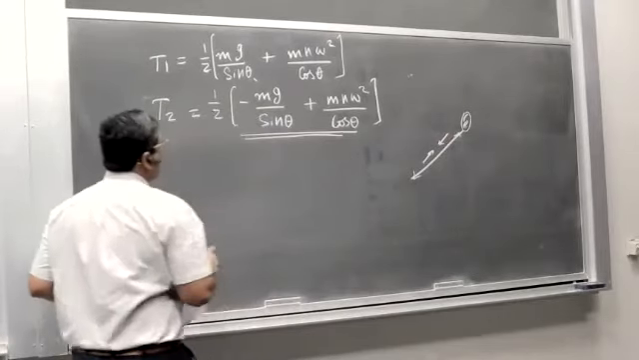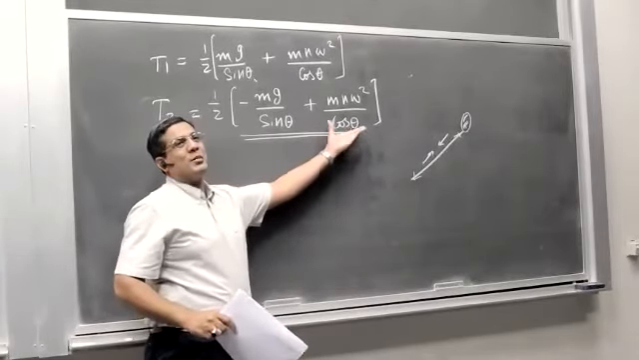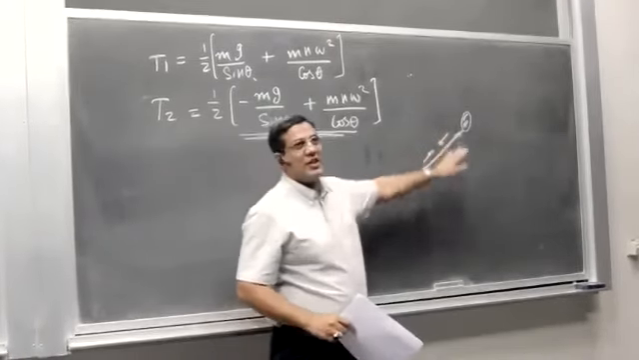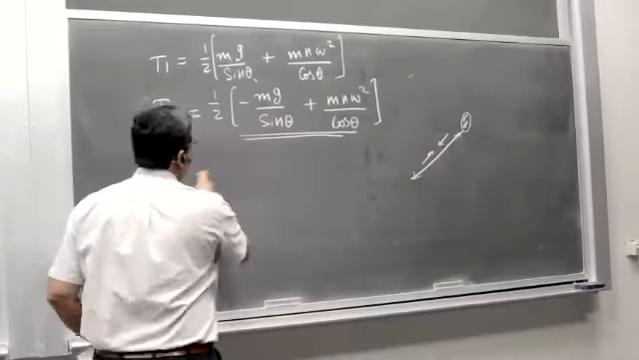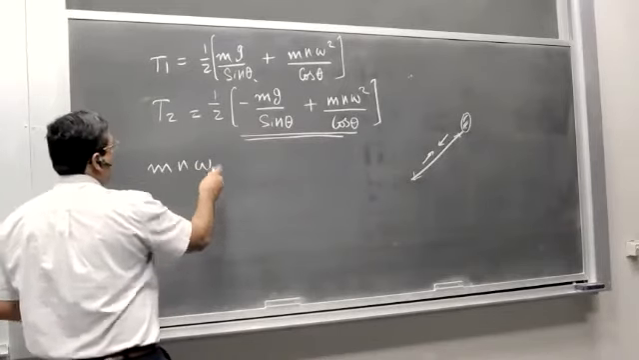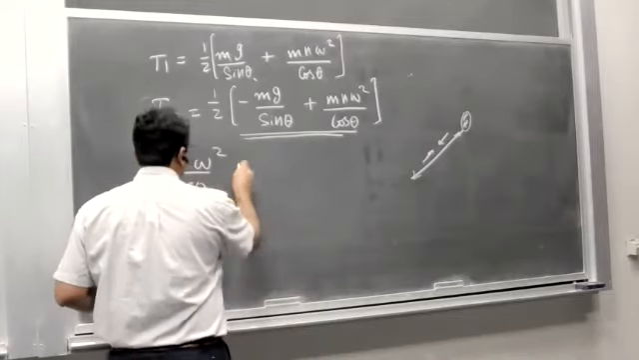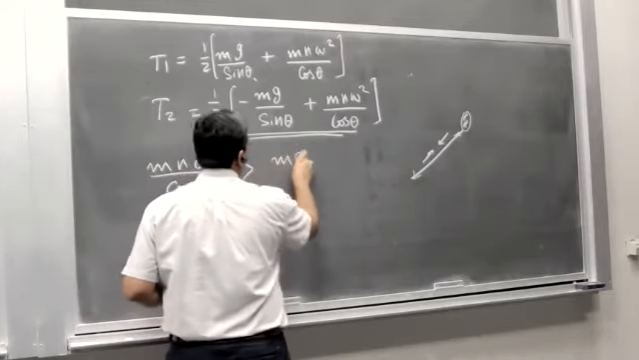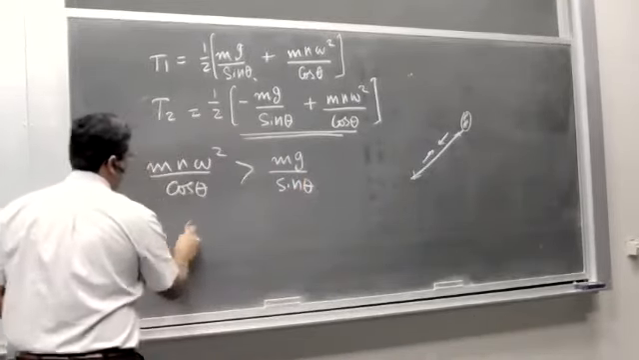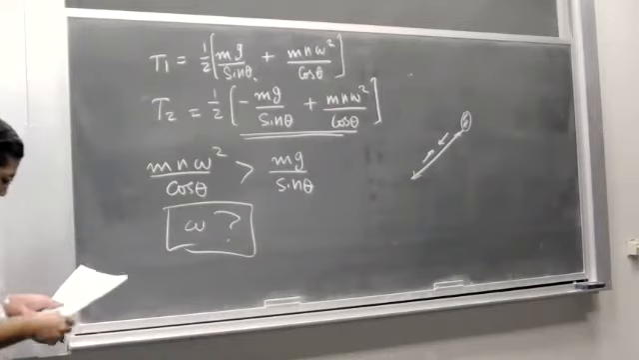And that gives us the condition for the minimum rotation frequency. We need at least as much rotation so that this term remains bigger than this term and we get a positive tension. So the object stays there with the lower string stretched. So this gives you the condition that mr omega square over cosine theta remains greater than mg over sine theta. You can now solve it for omega yourself, right? Any question about this?